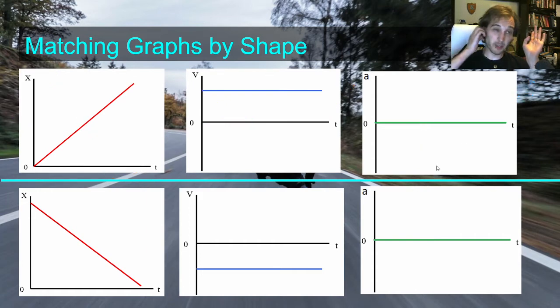So taking it in a little bit of a less chaotic way, just as far as how to match all these together, if you see something like this, this is a position graph that is moving forward with a constant velocity.